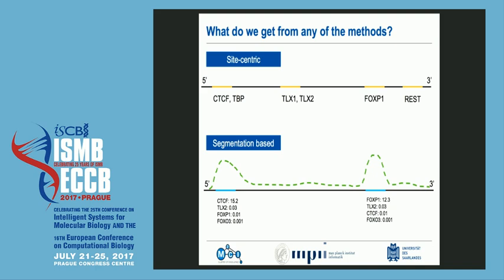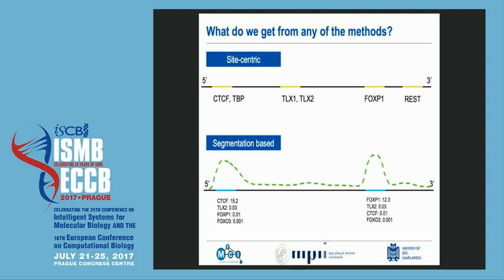But just so that you understand what the difference is: if I use a site-centric method, I will basically find positions in the genome where I have a motif match and a peak of my epigenetic signal. Whereas in the segmentation-based methods, where you use this biophysical model like I explained, you're going to have, for all of these segmented regions, a list of factors that may be binding there, because it may not just be one.